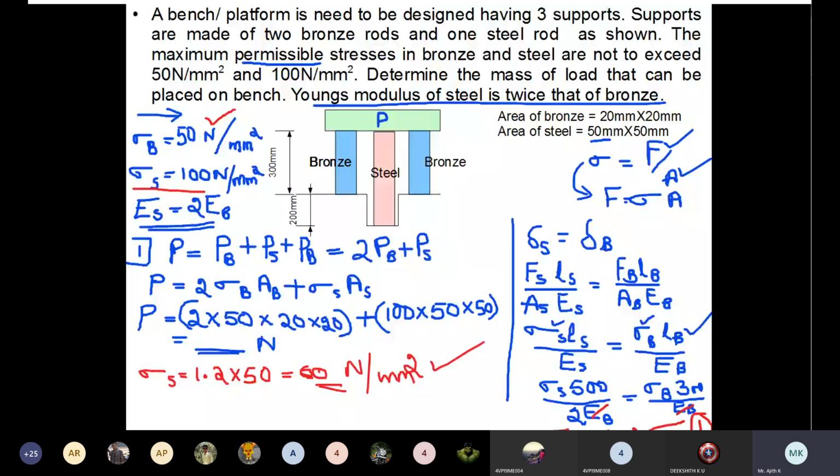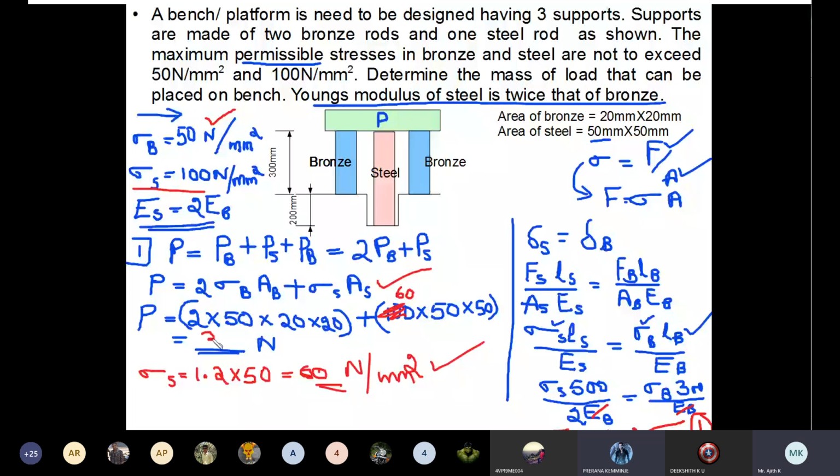So after this, one last step. In this step, we'll substitute sigma B as it is, area everything will be the same. Instead of 100, we will substitute sigma S as 60, because this is the actual stress developed in steel. So instead of 100, substitute sigma S as 60 and calculate. You will get the final answer, total load, as I think you are getting 310 kilonewton.